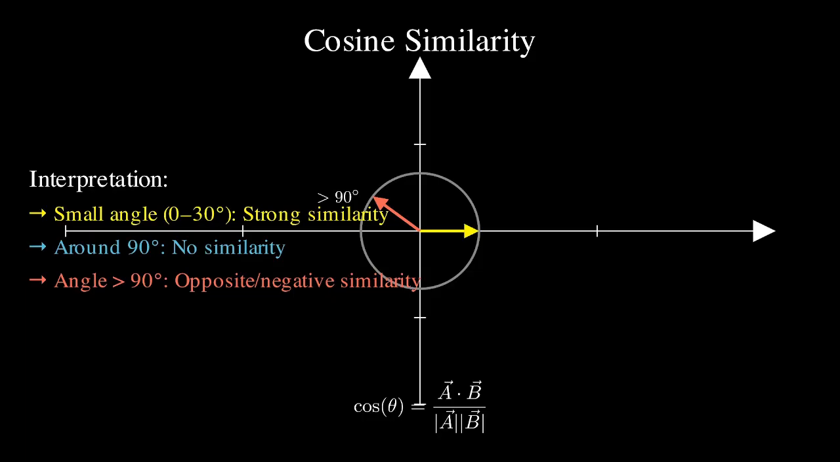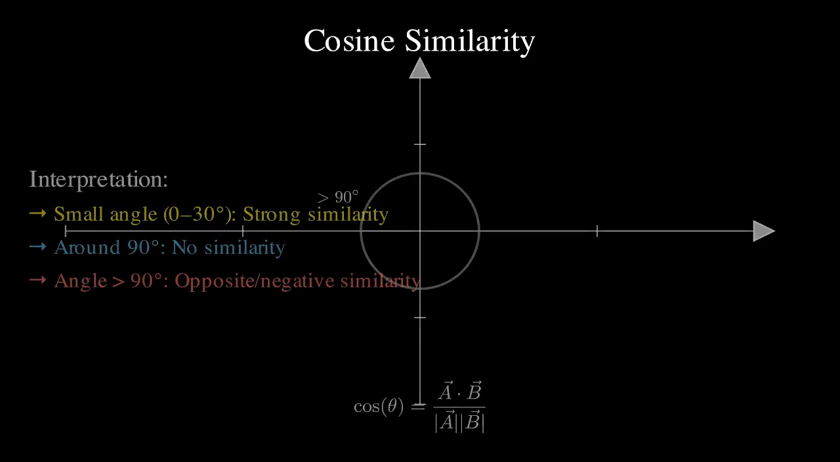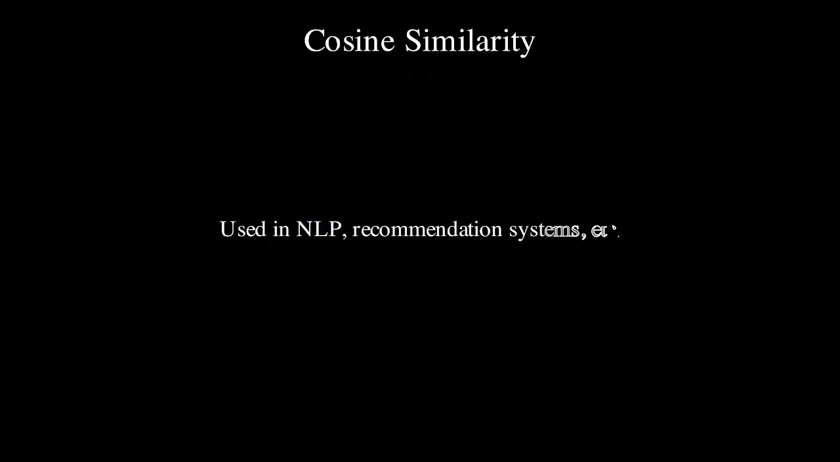So this helps in a lot of places in machine learning. Other use cases are recommendation systems, NLP, etc. So this was, in a nutshell, what the dot product is in machine learning and mathematics.